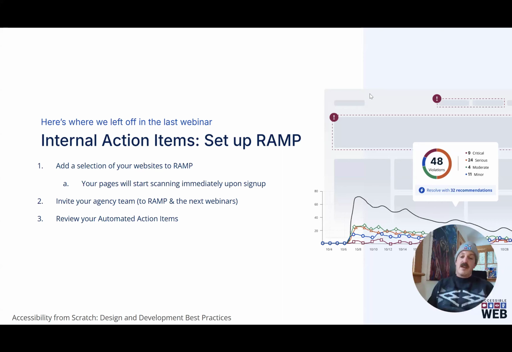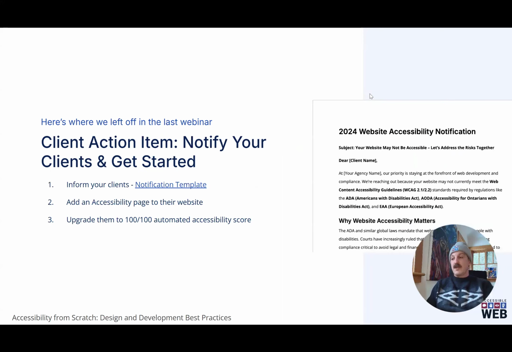And then in RAMP, we have an area called recommended action items. This is where we'd recommend getting started. See if you can make some improvements. You should be able to make some very easy improvements using our automated scanner and the remediation recommendations that come along with it. The next thing is we had a template for sending out a notification to your client.